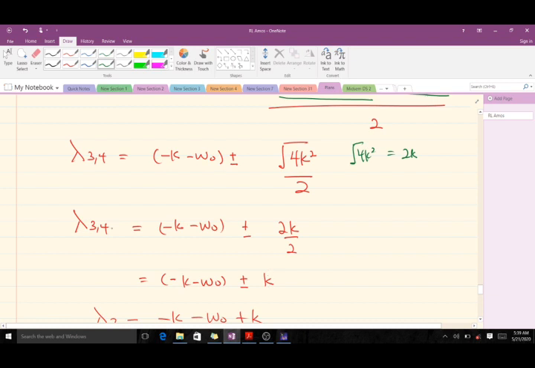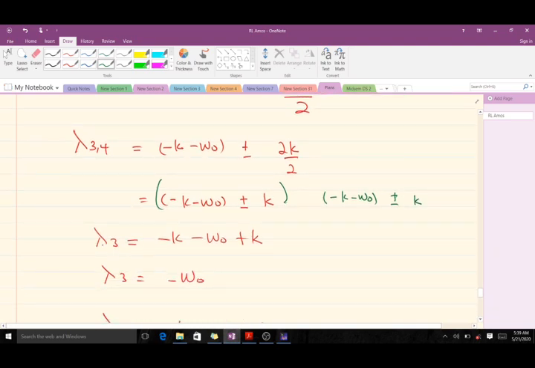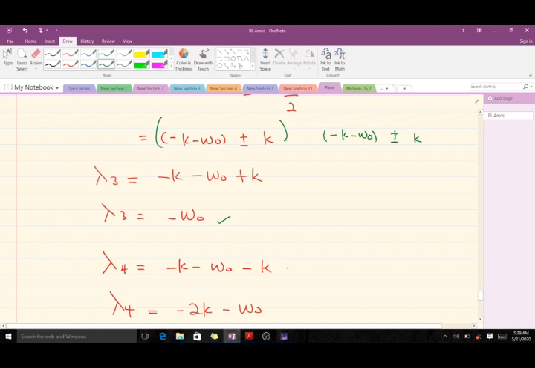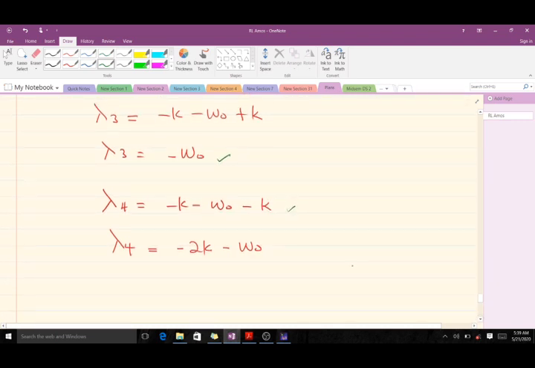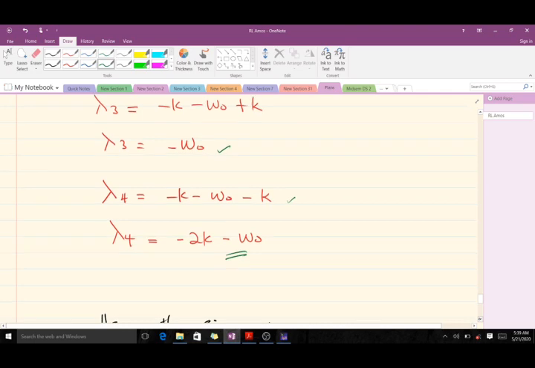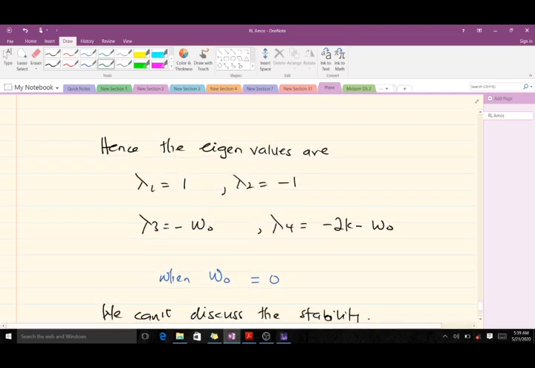So that means lambda 3, 4 will finally be equal to negative k minus w naught plus or minus k. When we have positive here, lambda 3 will be equal to negative k minus w naught plus k, which gives just negative w naught. And lambda 4 is when we have minus here. When you compute this, you get lambda 4 to be negative 2k minus w naught. Now we've been able to find our four eigenvalues: lambda 1 is 1, lambda 2 is negative 1, lambda 3 is negative w naught, and lambda 4 is negative 2k minus w naught.